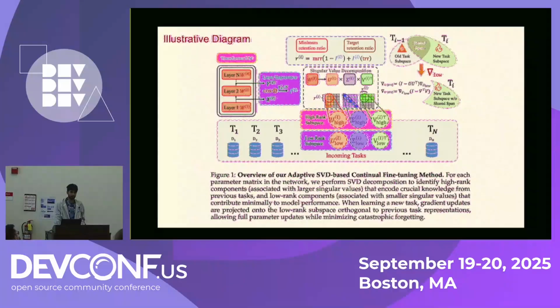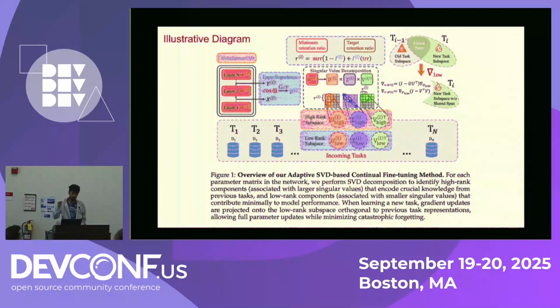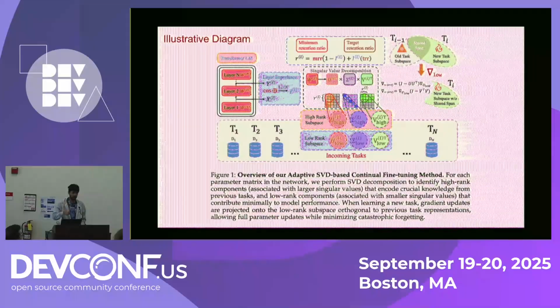And this is an illustration. I think this would be a little more intuitive to look at. On the leftmost is a transformer language model that has many layers. Each layer goes through a computation of layer importance, which is normalized. And then using the minimum retention ratio and target retention ratio on the top, which are the two hyperparameters, you do a singular value decomposition, and then you split each matrix into the high rank subspace and the low rank subspace, right? And then you have these tasks that are arriving sequentially.